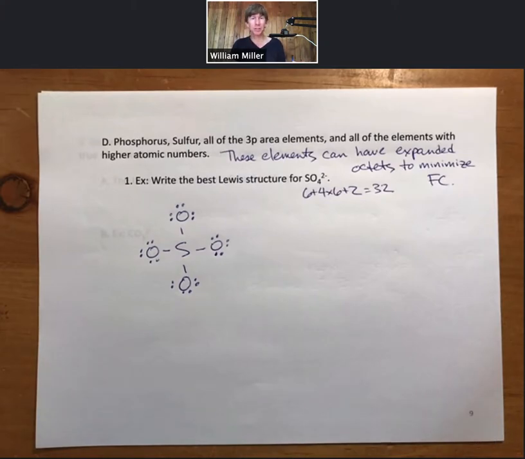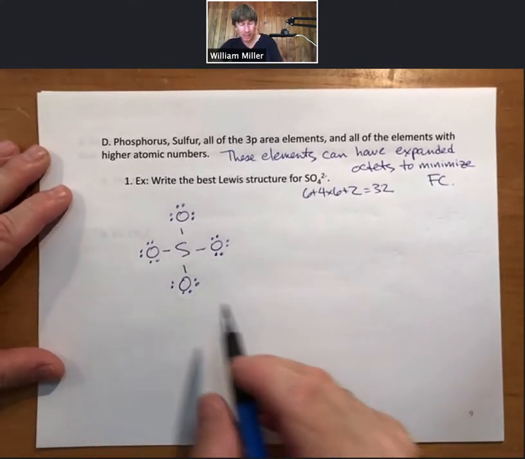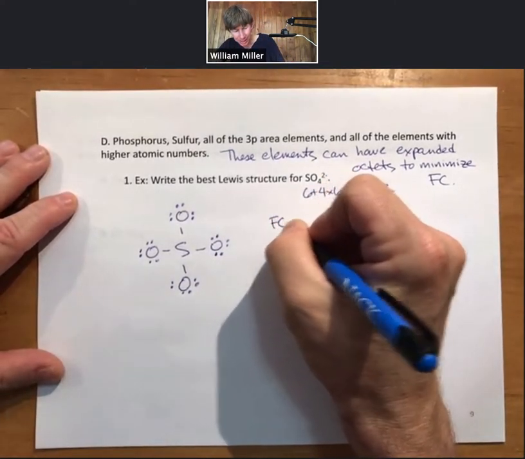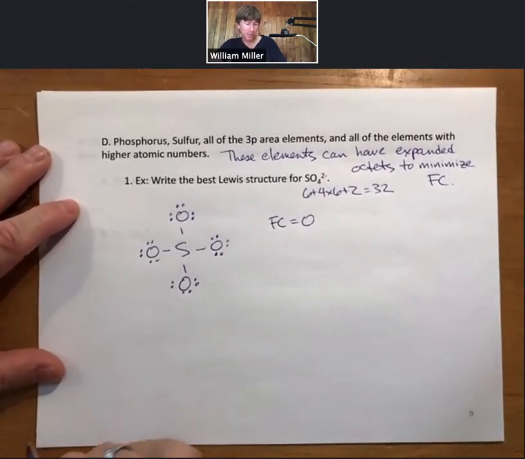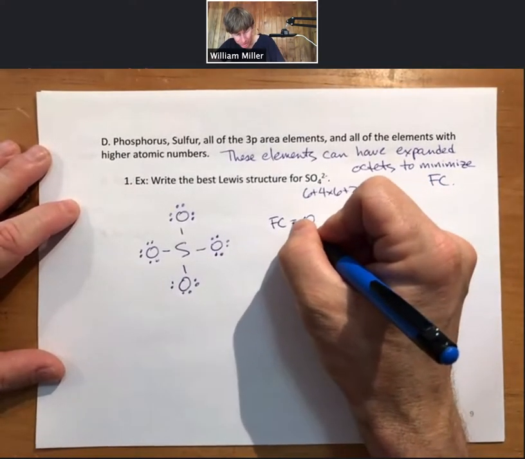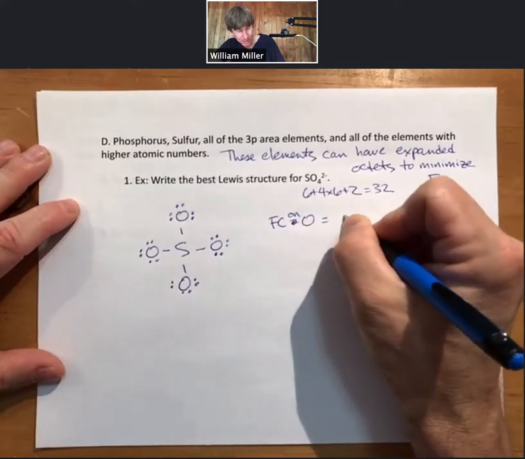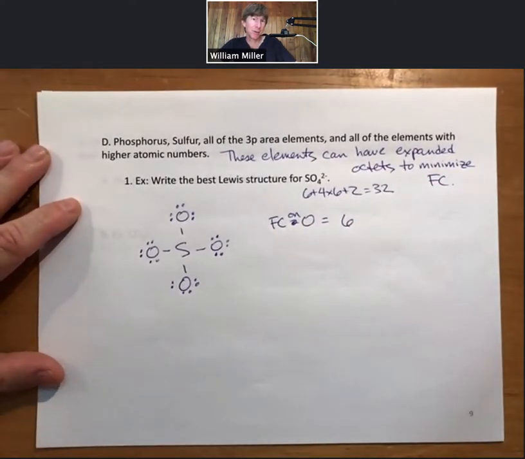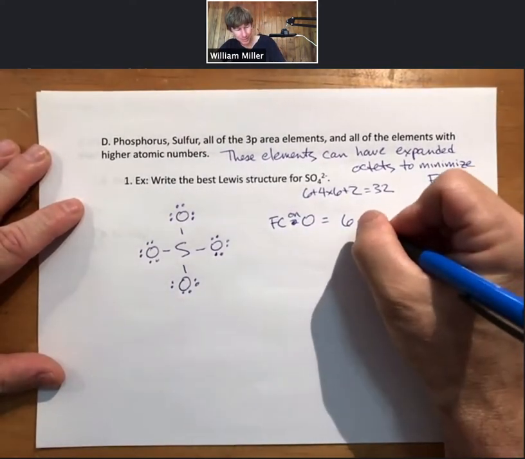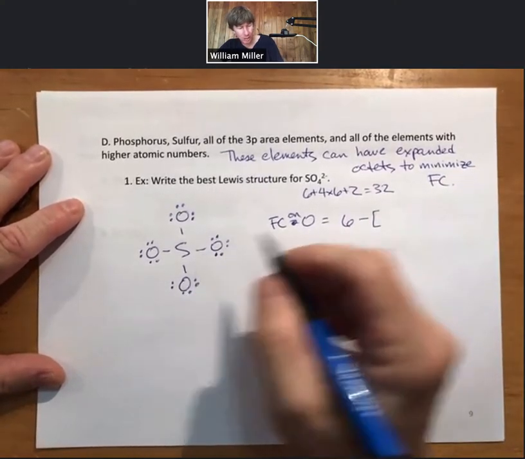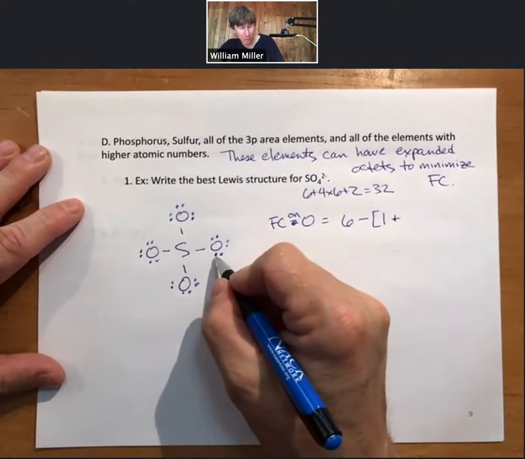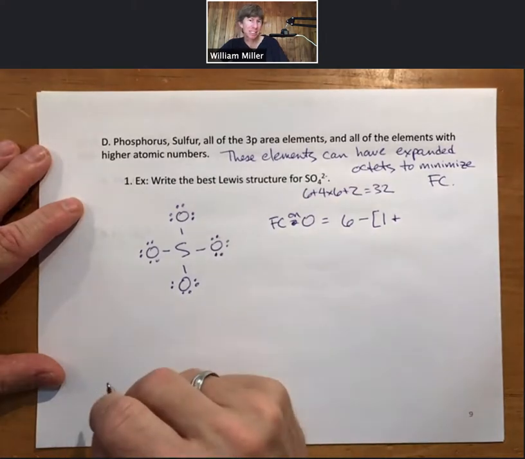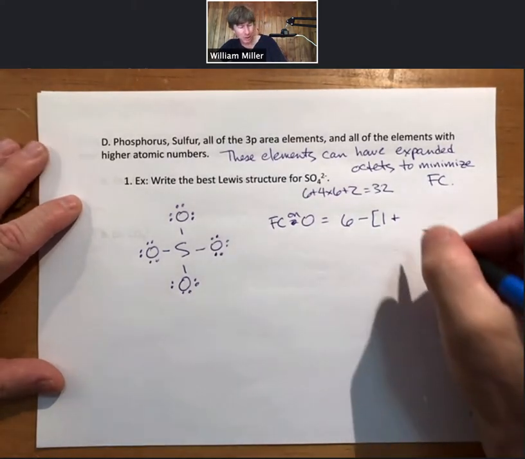Now we do a formal charge analysis. When we do a formal charge analysis, we would see that on the oxygen, formal charge on oxygen: there are 6 valence electrons from the periodic table. There's one bond and 6 unshared electrons.